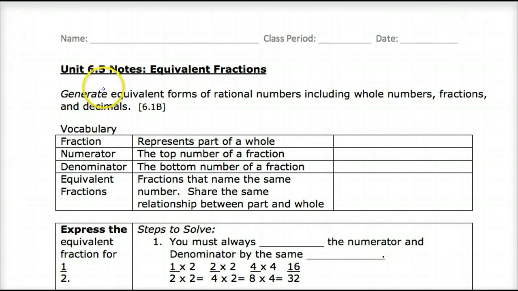Today we're going to be talking about generating equivalent forms of rational numbers, including whole numbers, fractions, and decimals. So the keyword here is going to be equivalent fractions.